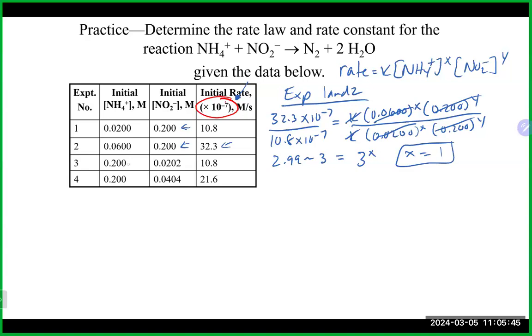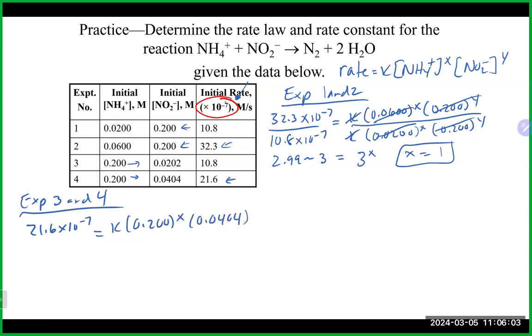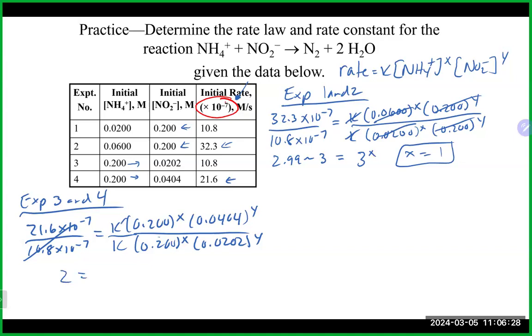Now coming here, we're going to go with experiments 3 and 4, where the NH4 plus is constant. Going to go with the larger one up on top: 21.6 times 10 to the minus 7 equals K, 0.2 to the X, 0.04404 to the Y. Going to go with the other one on the bottom. That's going to give me, I believe, 2, if I'm not mistaken. And the other terms will completely cancel. That should give me a 2 as well, which means my Y is going to equal 1 in this case.